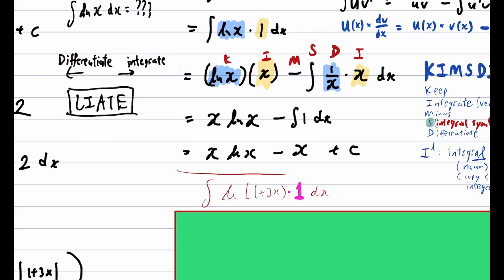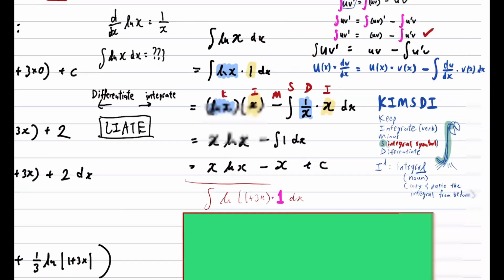Let me just check your work first. Okay, so you decided to integrate the 1, right? I think the other way that you can present this integration by parts is like this. You have a u of x and then you have a dv by dx, right? So what you decided to do is you have picked dv by dx to be 1 and u of x to be ln of 1 plus 3x.